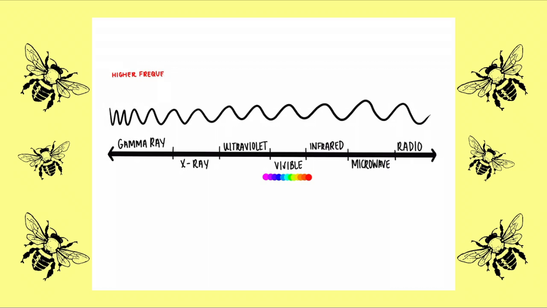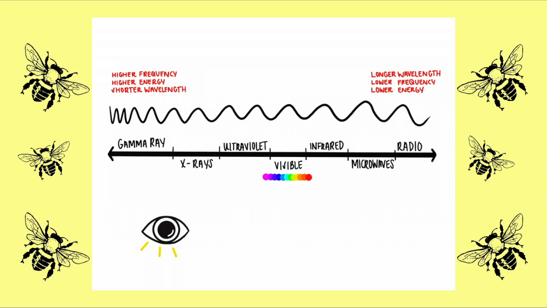As shown, frequency counts the number of waves that pass by a point over a period of time, and wavelength is the distance from the peak of one wave to the peak of the next. These two attributes are inversely related. The larger the frequency, the smaller the wavelength, and vice versa.